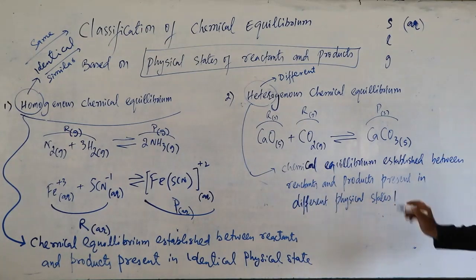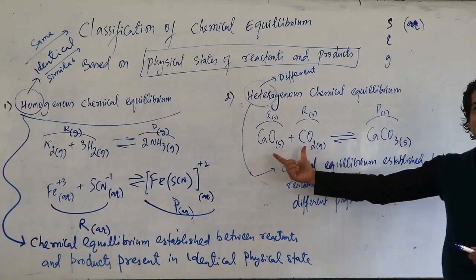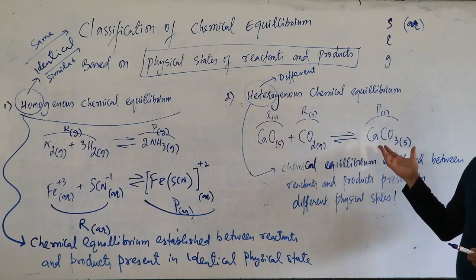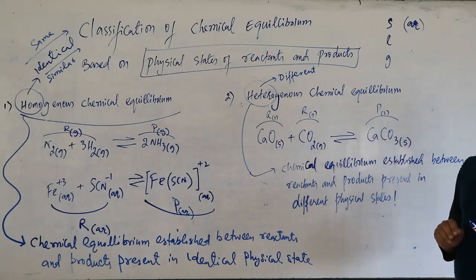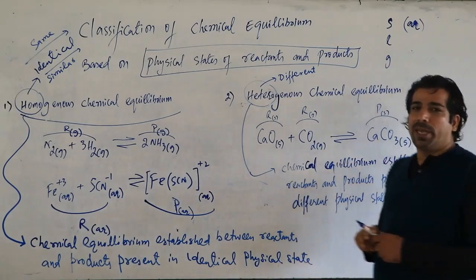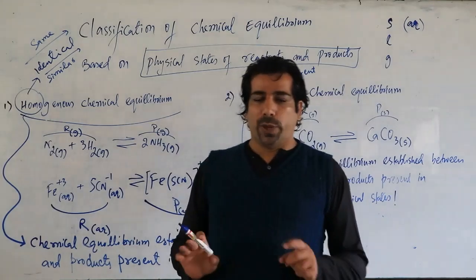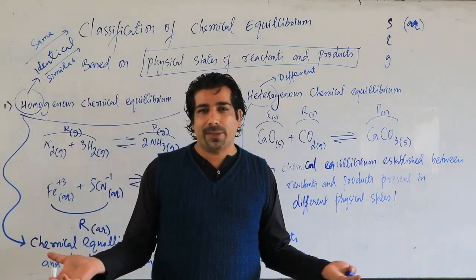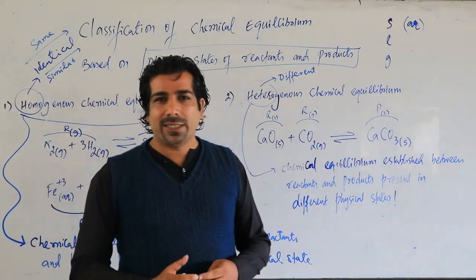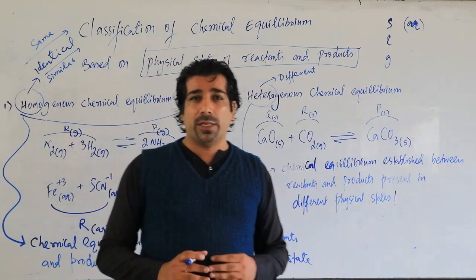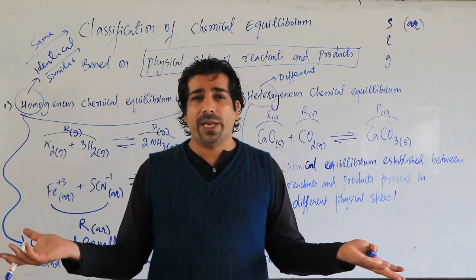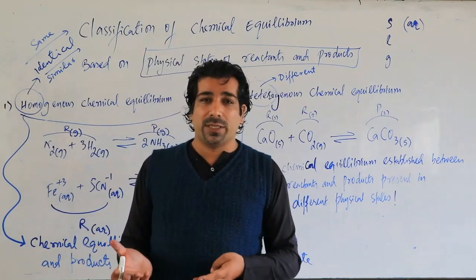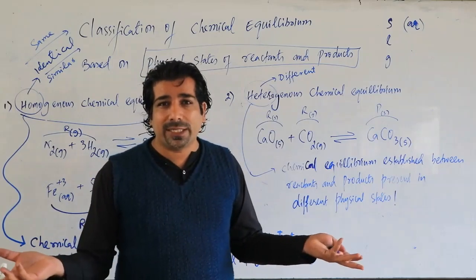physical states. Look at them. Reactants are in solid and gaseous state, and the product is in solid state. Okay, so this is a heterogeneous chemical equilibrium. Now look here, if your reactants are liquid, the product is also liquid, so homogeneous chemical equilibrium is established. If your reactants are solid, the product is also solid, homogeneous chemical equilibrium will be established. If your reactants are aqueous, the product is also aqueous, homogeneous chemical equilibrium will be established.